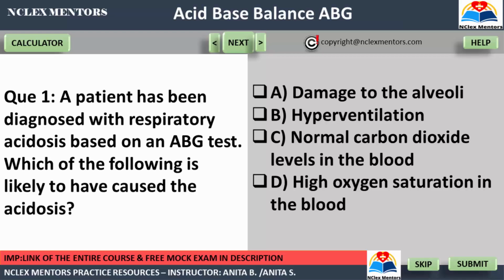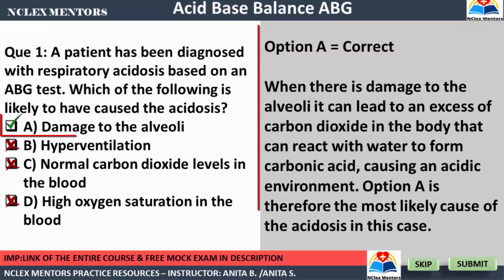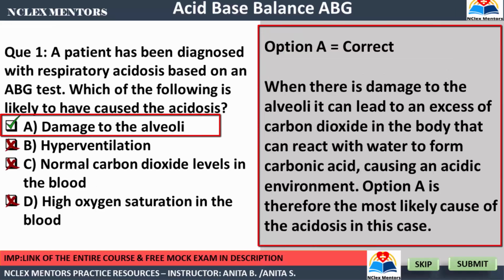All right, time's up. Let me reveal the right answer to you. The right answer is option A, damage to the alveoli. Respiratory acidosis is caused by excess carbon dioxide in the body, which can occur when there is damage to the alveoli, resulting in a decreased ability for carbon dioxide to escape from the body.